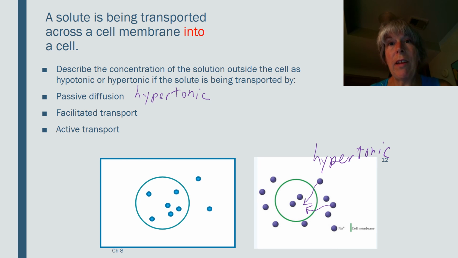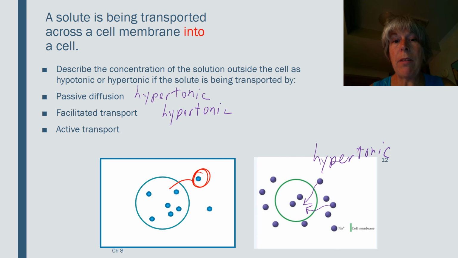Well, what about facilitated transport? Same idea, right? Going from high concentration to low concentration, so that would be hypertonic as well. But if we look at our last example of active transport, that would be where this molecule right here is being pumped into the cell. Remember, we're talking about the solute being transported into the cell. So if this is being transported into the cell, that's where active transport is occurring.